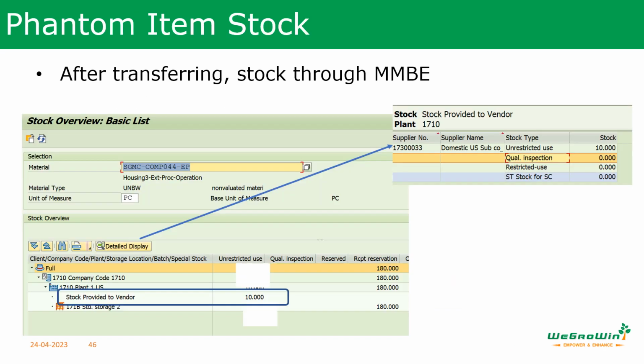Here we see the stock. The stock is moved from the plant to the stock at the vendor place. That can be seen with a different transaction also that we discussed earlier. Please go through that.